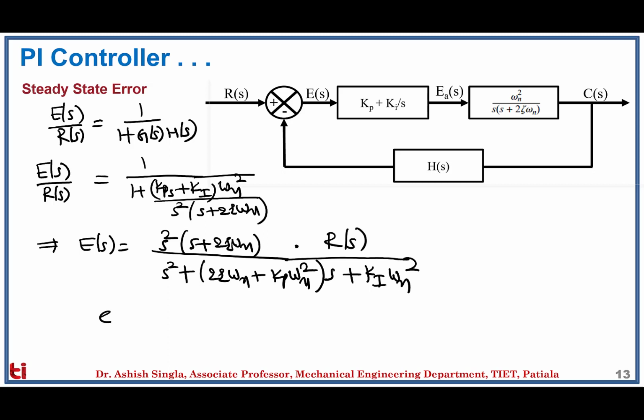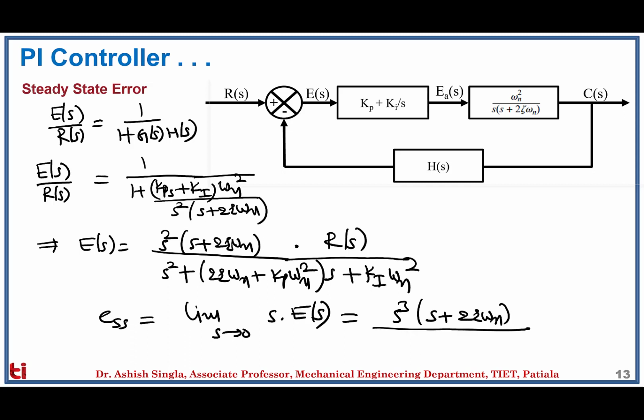And finally we can write the steady state error e_ss as the limit s goes to 0 of s into E(s), which will give us s cube (s plus 2 zeta omega n) upon s square (s plus 2 zeta omega n) plus (kp s plus ki) omega n square into R(s).